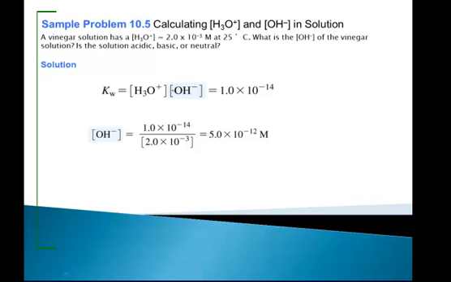The second part of this says, is the solution acidic, basic, or neutral? So I can tell by looking. So here's my H3O plus, it's 10 to the minus 3rd, and here's my OH minus, 10 to the negative 12. 2 times 10 to the negative 3rd is bigger than my 5 times 10 to the negative 12. And since my H3O plus concentration is greater than my OH minus concentration, that means that this is going to be acidic. If they are equal, then it's neutral. And if the OH minus is greater than the H3O plus, then it would be basic.